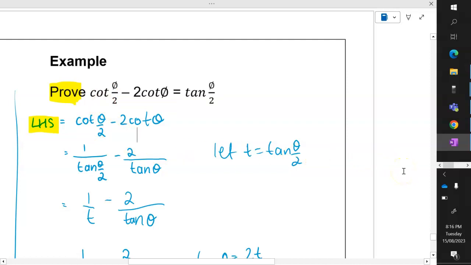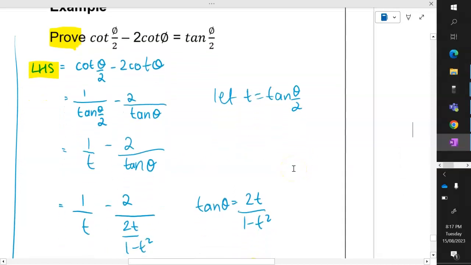Okay, so cot is 1 over tan. Tan is 1 over cot. So we've got cot theta on 2, sorry, the little square keeps flashing up, is 1 over tan theta over 2. I'm changing my 2 cot theta to 2 over tan theta. Okay, so I've just gotten rid of my cots and written them as tans. If I let t be equal to my half angle, tan theta over 2, I'm going to replace that in that question. So I'm going to have 1 over t minus 2 over tan theta.